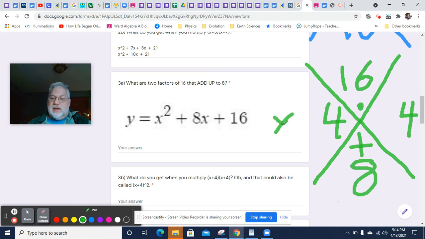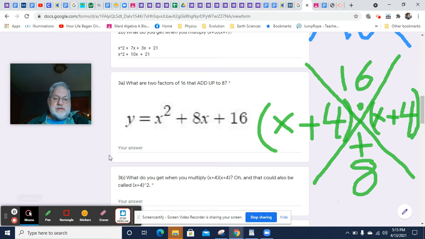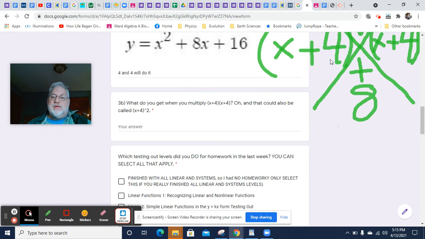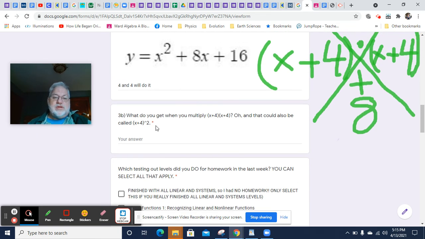Okay, and I'm just going to make an x plus that, and an x plus 4 over here, and I'll put some parentheses around that. And I actually have the two factors that make x squared plus 8x plus 16. So 4 and 4 will do it. Now let's see what we got here. Oh my goodness, we got x plus 4 times x plus 4. That's what I have over here. That could also be called x plus 4 squared. And so you end up with x plus 4 times x plus 4 equals this thing.